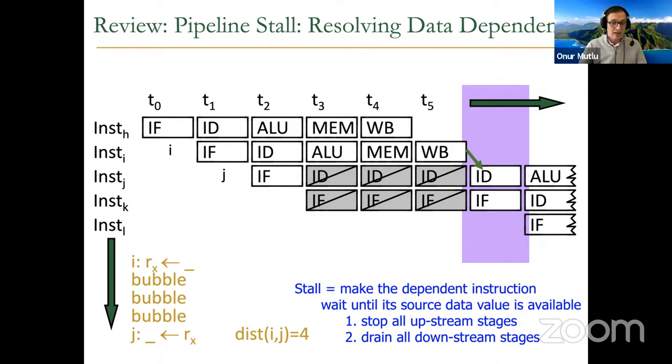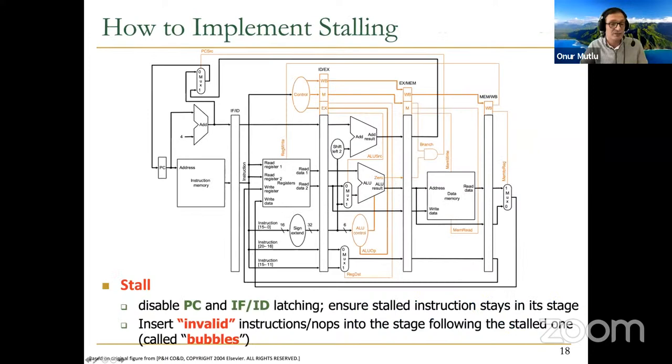Okay, so what happens in the bubbles? Basically, when you insert bubbles, they become no-ops. And we will see the logic for that. And this is the slide that shows the logic essentially. So how do you implement stalling in the pipelines that we've discussed? Essentially, if you detect dependence in this decode stage, for example, and that's a normal way of detecting dependence.